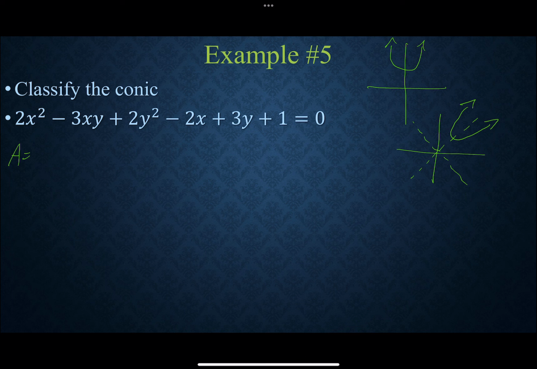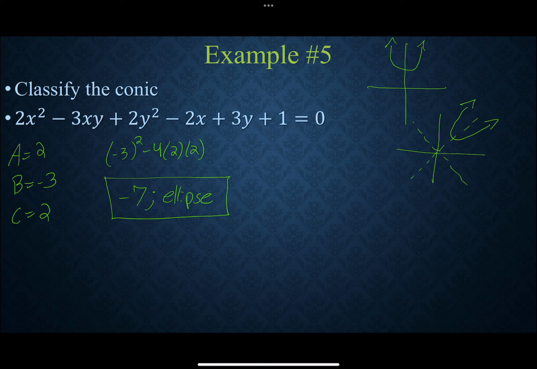So A is going to be 2, B is going to be negative 3, and C is also going to be 2. So we'd have negative 3 squared minus 4 times 2 times 2. So we'd have 9 minus 16, which is negative 7. It's negative, therefore this is an ellipse. But again, not a circle, even though A and C are the same. It's an ellipse. Can't be a circle if it's rotated.